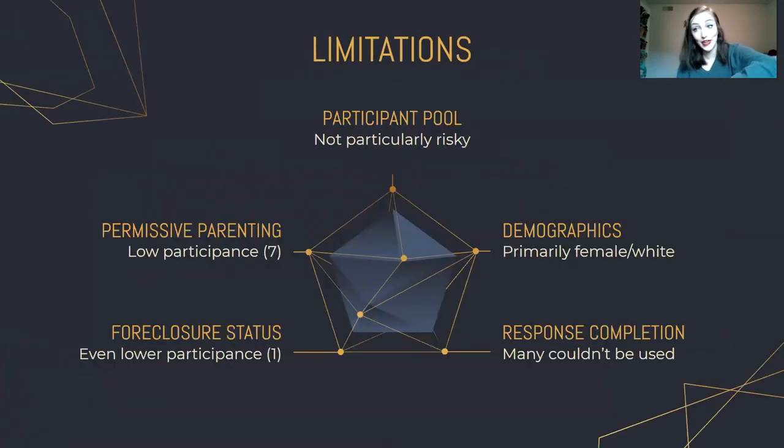Our limitations, there were many. One was that our participant pool, the school that we gained most of our participants from, if not all, was not particularly risky, not known for partying, not known for unsafe sex or drugs or anything like that. So we had a really low threshold already for risk behavior. For permissive parenting, that group, we had only 7 participants, so not a big group to give us some kind of significance. We also had to erase foreclosure status. We had to take that away from our study because we only had 1 participant after data cleaning.